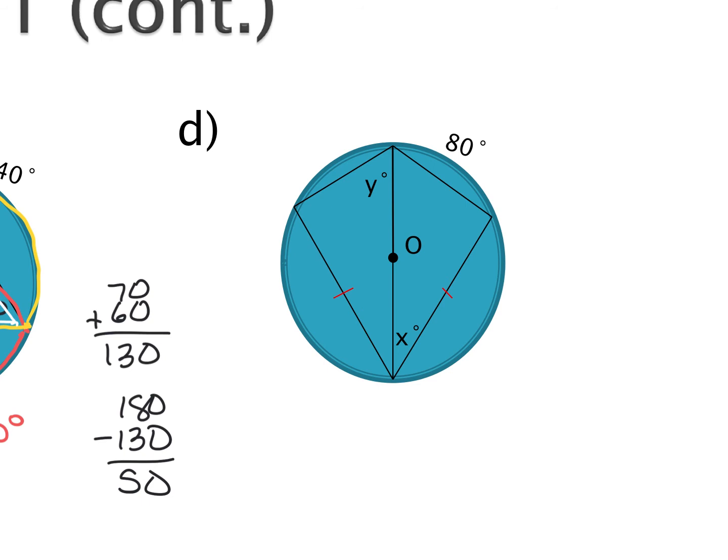So for here, I'm going to first find x. If I trace over the angle, the two chords that form angle x, I can see its intercepted arc is the 80 degrees. And I know that x will be half of that, so x equals 40 degrees.